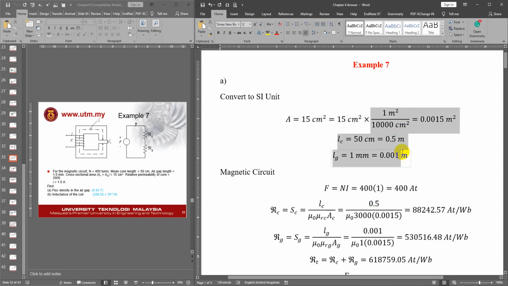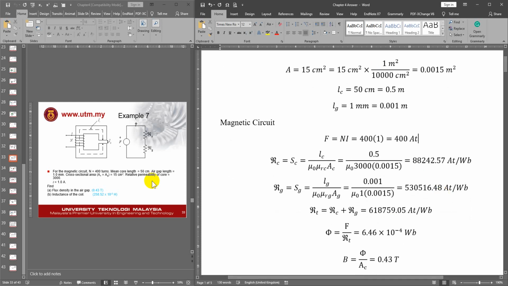After you complete converting to SI units, you have to calculate the magnetic circuit. The first thing you have to know is the F, the magnetomotive force. How to calculate it is just F equals Ni, number of turns multiplied by current. 400 multiplied by 1 is 400 ampere-turns.